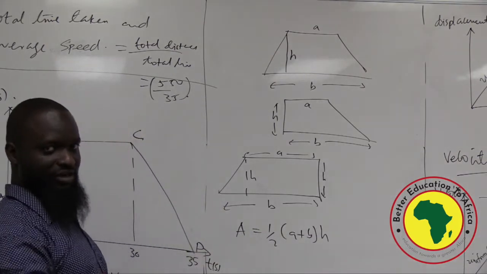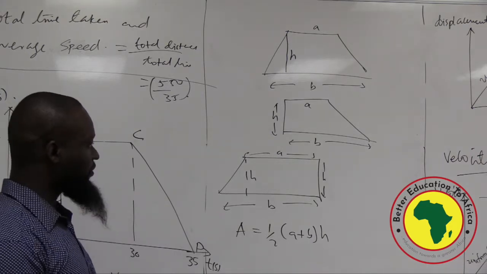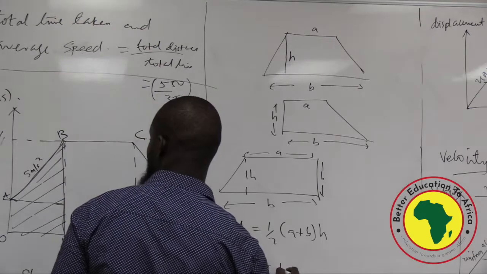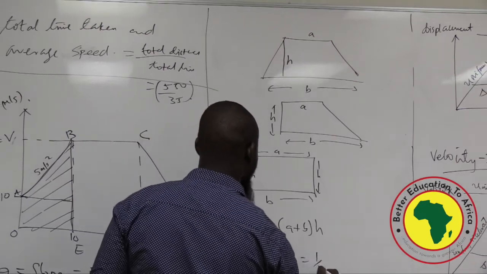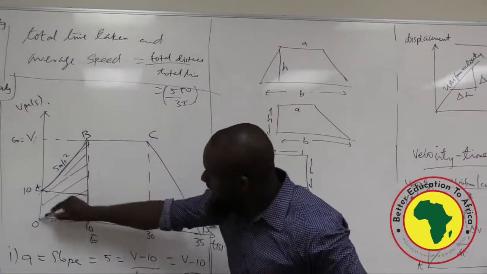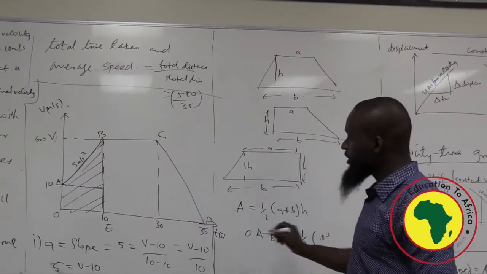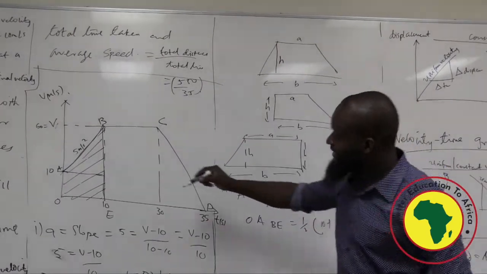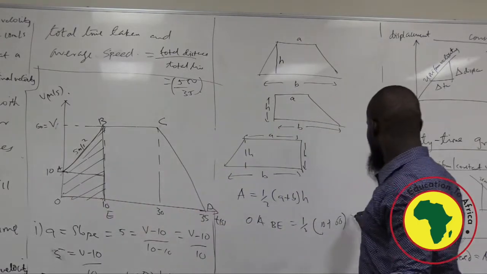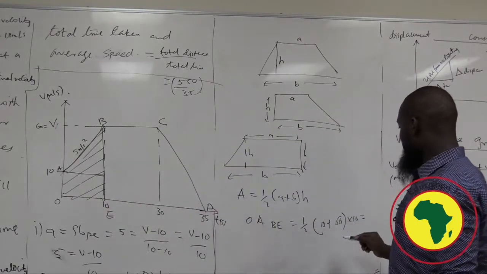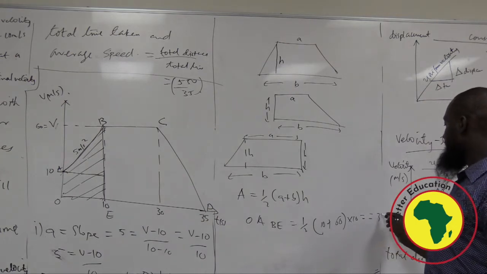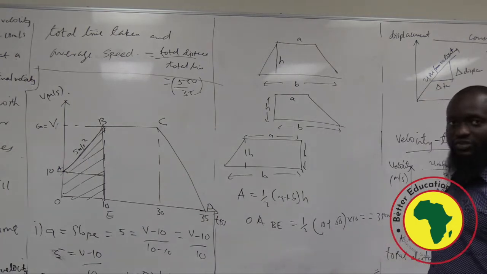The short side plus the long side times the height. So that's what I did the first time. So here, for this first trapezium, OABE is going to be half times the short side, 10, plus the long side, 60, times the height, 10. So that will give me 60 plus 10, 70, divided by 2, 35, times 10, 350 meters. That's for the first part.